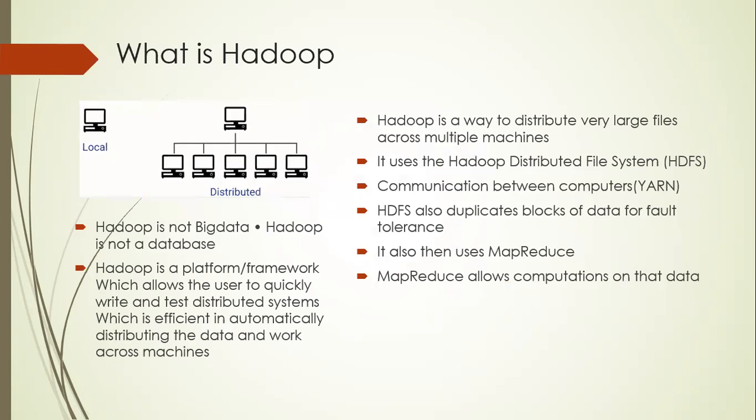Hadoop also has fault tolerance, where it replicates the files to a minimum replication factor. It replicates the files and keeps them on different data nodes, so that even if one machine fails, it is able to retrieve the data from the other data nodes. Basically it is using MapReduce, which helps us do the computations on the data.